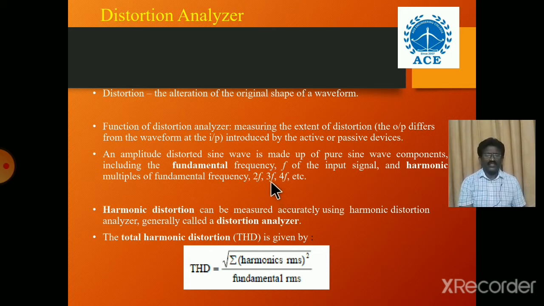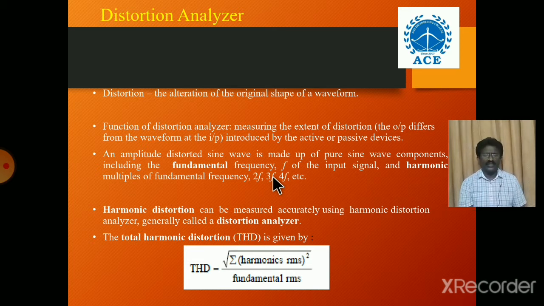The function of a distortion analyzer is measuring the extent of distortion. That means the output differs from the waveform at the input, introduced by active or passive devices. Everyone knows about active and passive devices. Active devices are the combination of transistors, current sources and diodes, and the passive devices are the combination of RLC components.